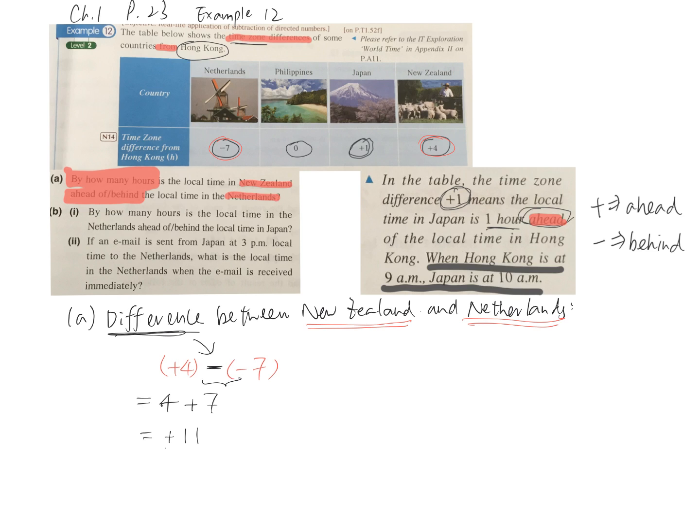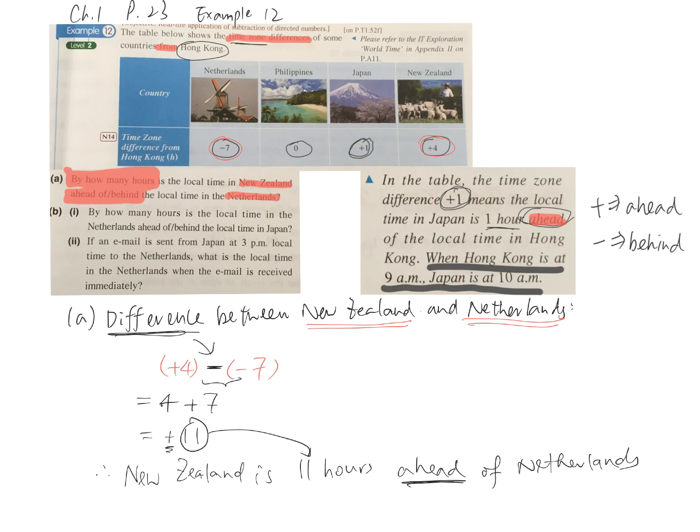So in this case, the positive sign means that it is ahead. So by how many hours? I will answer this by saying New Zealand is 11 hours ahead of Netherlands. Ahead is by the positive side.